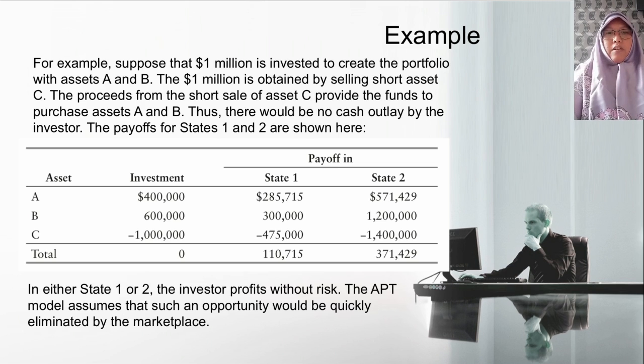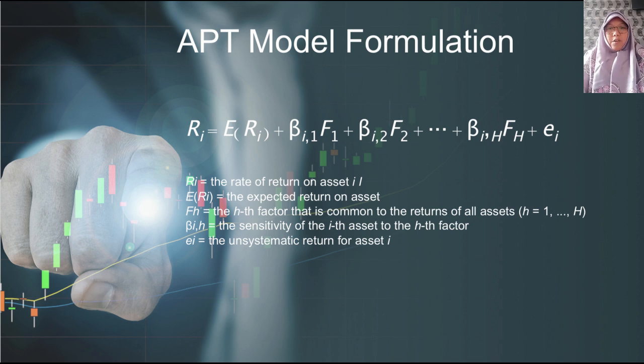Suppose that $1 million is invested to create the portfolio with assets A and B. The $1 million is obtained by selling short asset C. The proceeds from the short sale of asset C provide the funds to purchase assets A and B. Thus, there would be no cash outlay by the investor. The payoffs for steps 1 and 2 are shown in the table. So, the APT model formulation can be represented on this slide.